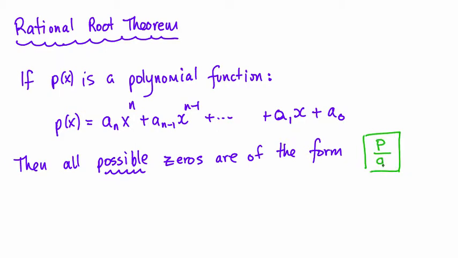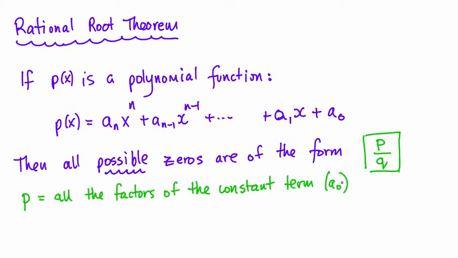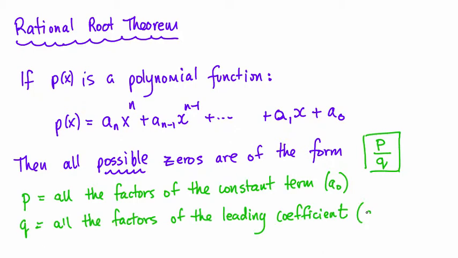And that specific form is p divided by q, where p equals all the factors of the constant term, a_0, and q is all the factors of the leading coefficient, a_n. So what I really care about is the very first number of the polynomial, the number in front of x to the n, and the very last number of my polynomial as well. We can use the factor theorem, the rational root theorem, and the remainder theorem all together to factor polynomials, and this is how we do that.